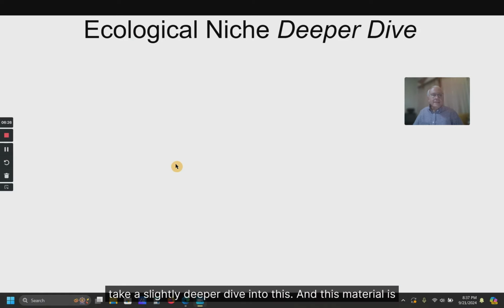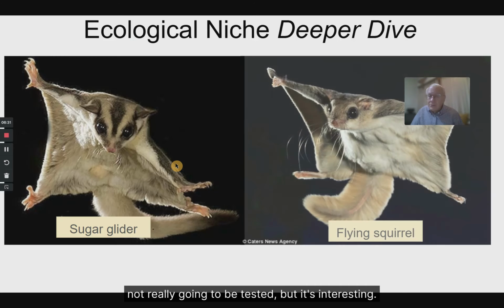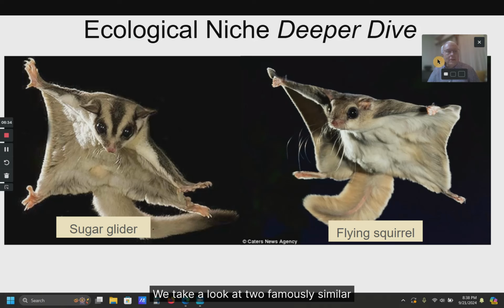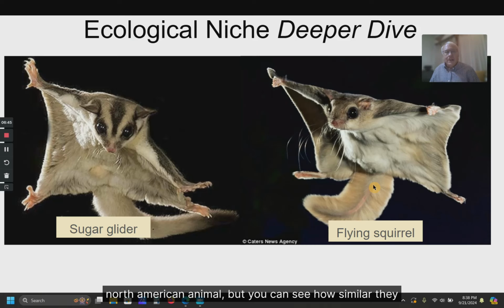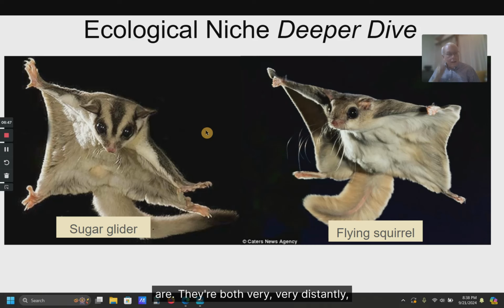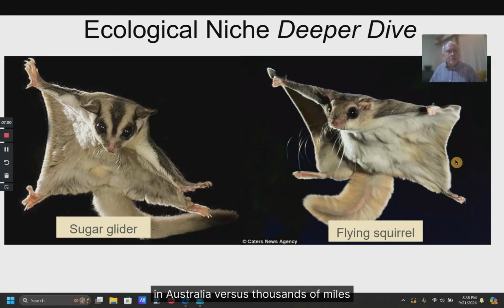If we take a slightly deeper dive into this, and this material is not really going to be tested, but it's interesting, we can take a look at two famously similar looking animals called the sugar glider and the flying squirrel. The left one comes from Australia. The right one is actually a North American animal. But you can see how similar they are. They're both very, very distantly, hundreds of millions of years ago, related as mammals. But other than that, they evolved very different pathways in Australia versus thousands of miles away in North America.